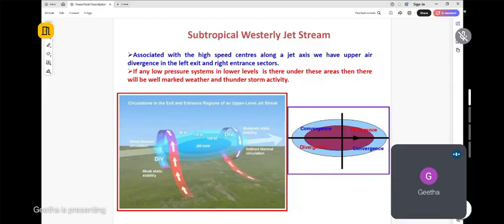Associated with this divergence, if low pressure systems are seen just below the region of divergence, then they may give rise to intensification. Otherwise, there may be well-marked weather and intense thunderstorm activity also. During a western disturbance or something, when this jet is going, and some little bit of instability is there, and then this divergence also, that means it will lead to thunderstorm activity.